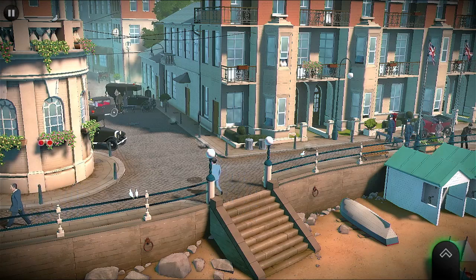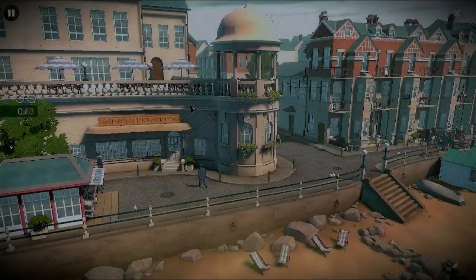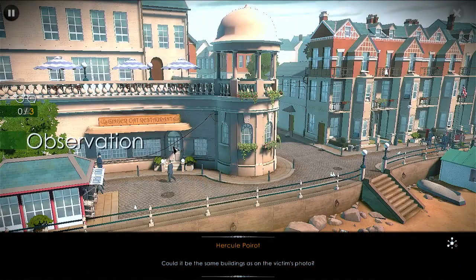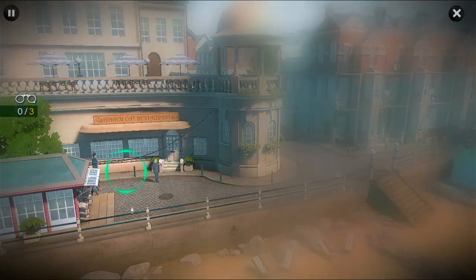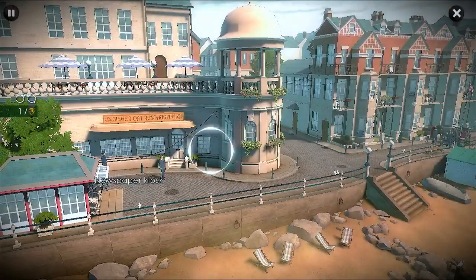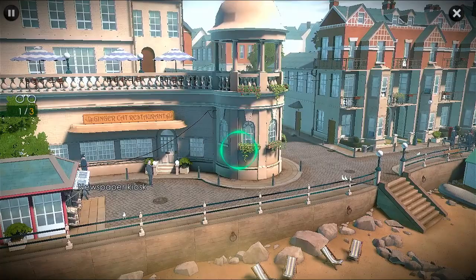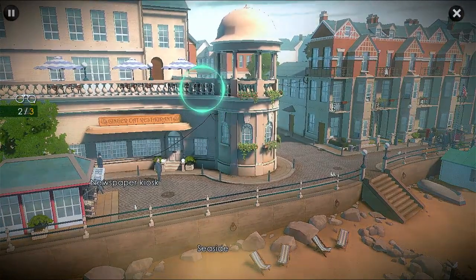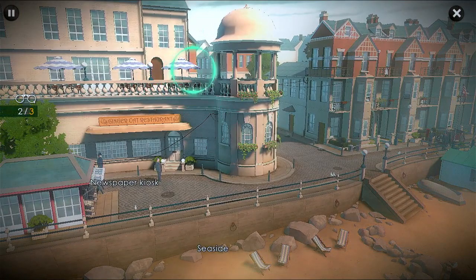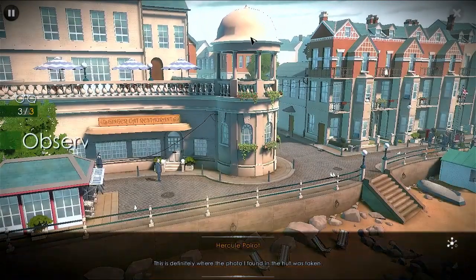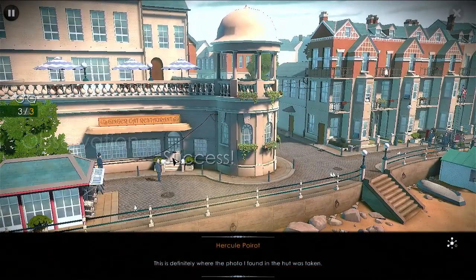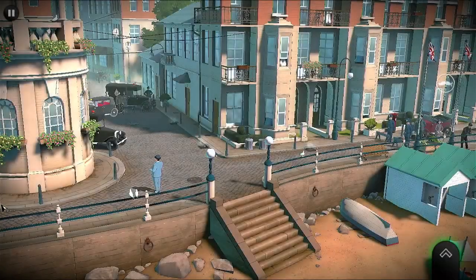Am I just following Hastings? What is this? What am I looking at? Could it be the same buildings as on the victim's photo? The cafe. Newspaper kiosk. Seaside. Going darker? Where are we going? Tower? This is definitely where the photo I found in the hut was taken. Gosh, she wasn't killed that far from her job, was she? That's quite sad. Okay.